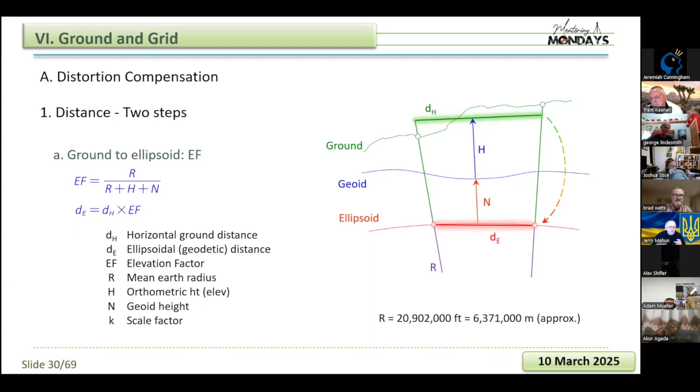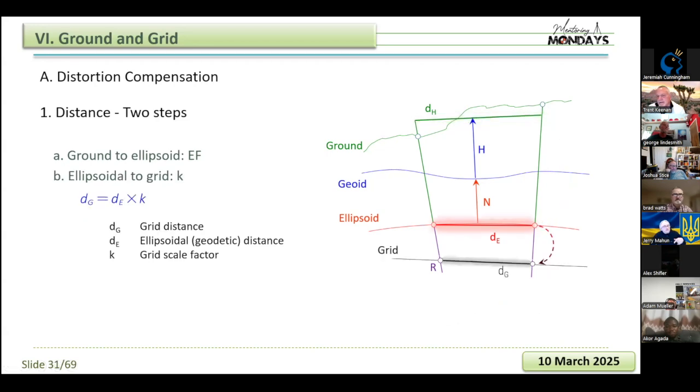You can come up with more accurate radii using the radius and the azimuth, but it's a more complicated process. It generally doesn't give you much better distances. The next step is to go from the ellipsoid to the grid. Now we pick a grid, whether it's UTM, state plane, or low distortion projection or whatever.